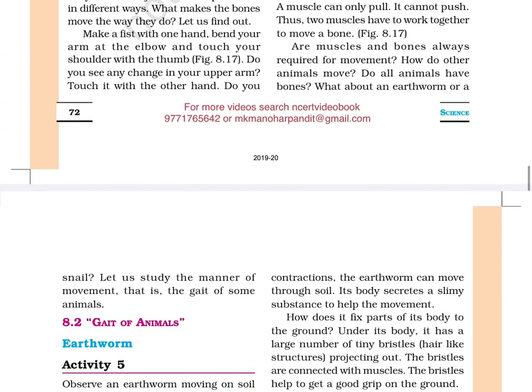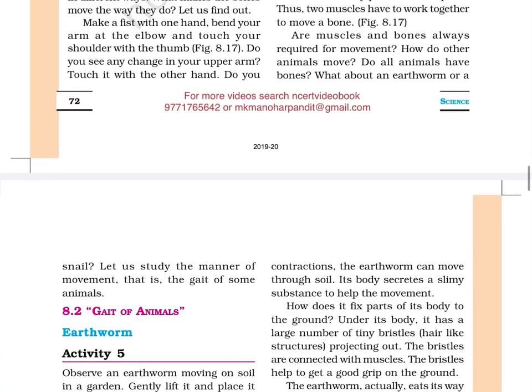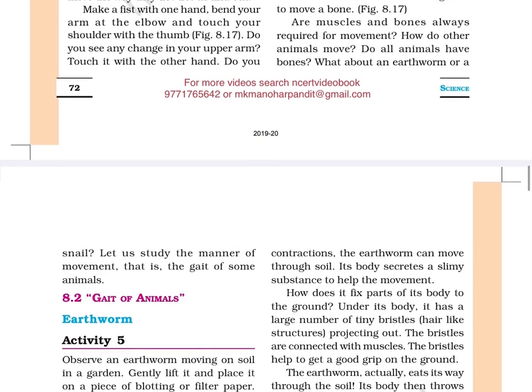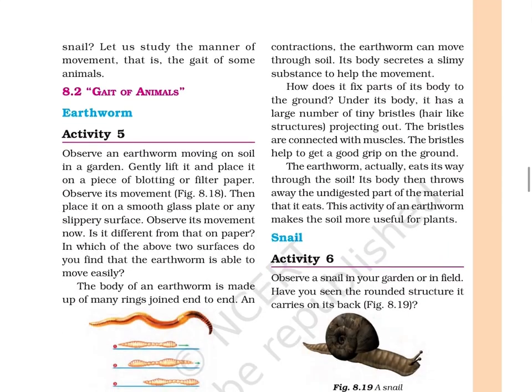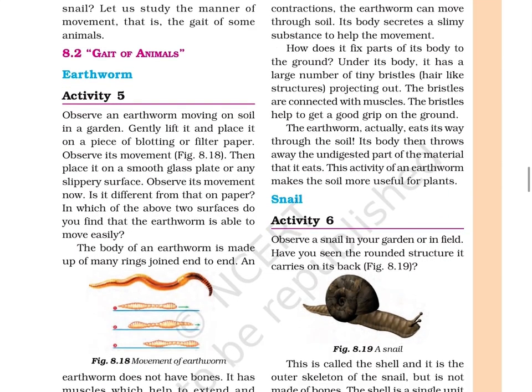Are muscles and bones always required for movement? How do other animals move? Do all animals have bones? What about an earthworm or a snail? Let us study the manner of movement, that is, the gait of some animals. Page 73, 8.2, Gait of Animals.